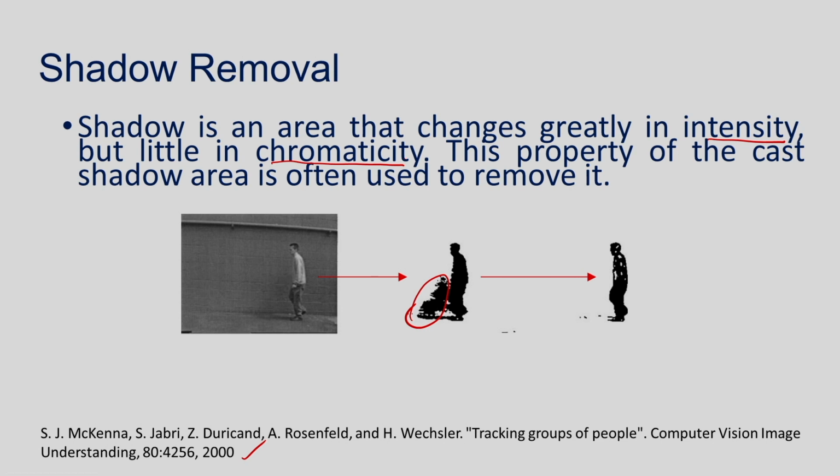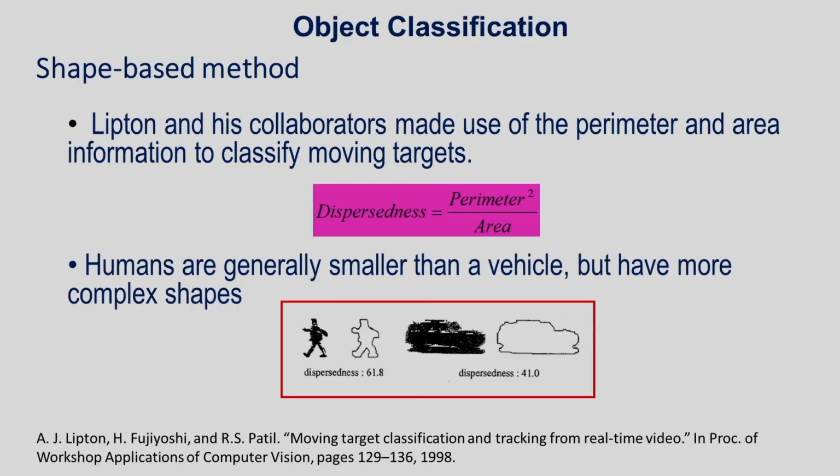But at present, there are many new techniques for shadow removal. This is the classical approach for shadow removal. There are many new techniques of shadow removal. Even in the deep learning framework, we have different methods for shadow removal. So, you can see all these methods. But here I have briefly explained the concept of shadow removal. After this, the next point is the object classification.